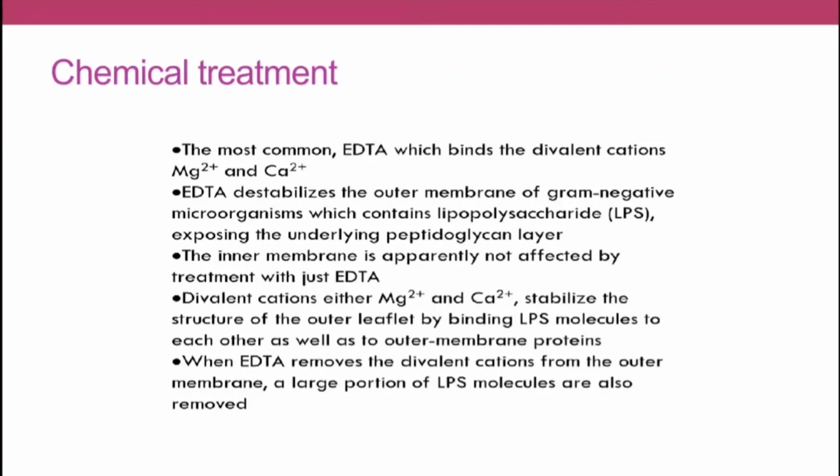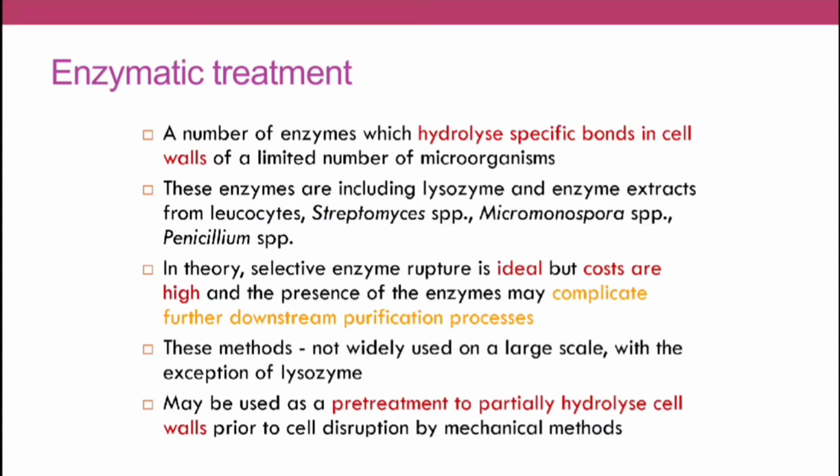Divalent cations, magnesium and calcium, stabilize the structure of the outer leaflet by binding the lipopolysaccharide molecules to each other as well as to outer membrane proteins. Now when EDTA removes the divalent cations from the outer membrane, a large portion of lipopolysaccharide molecules are also removed by this chemical treatment using EDTA, in which magnesium and calcium is used.